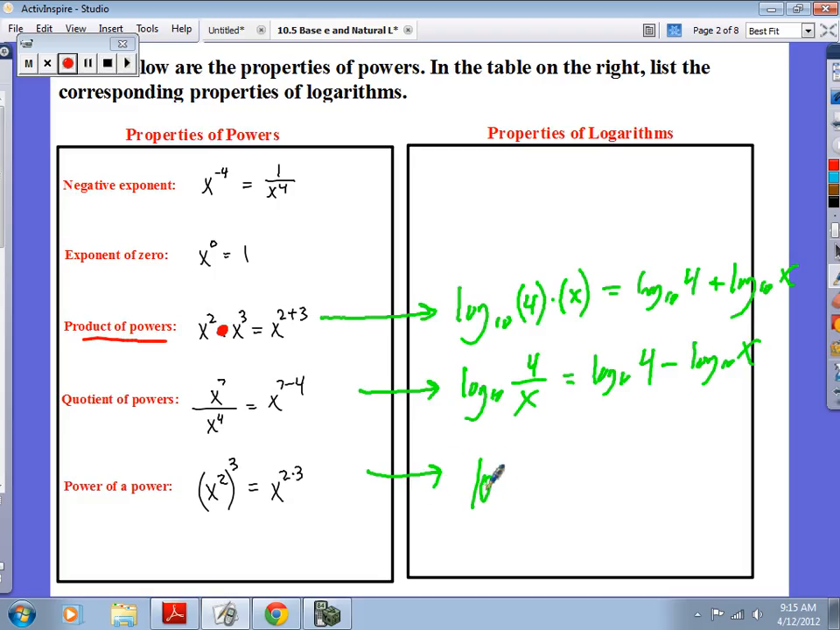What if you're taking the log in base 10 of x to the 4th? What if you're taking the log of a power? What do you do then? How do you rewrite it? You bring the exponent out front. So Sierra, it's going to be 4 times the log in base 10 of x. Or you can go backwards. If they give you this, you can rewrite it as that, right? Okay, those are the three main ones.